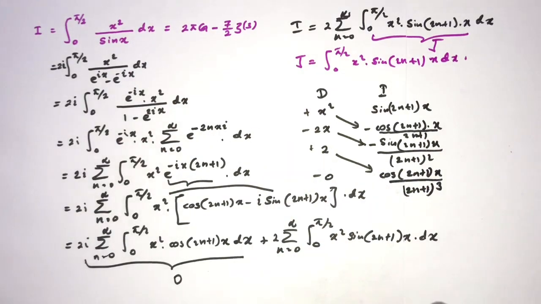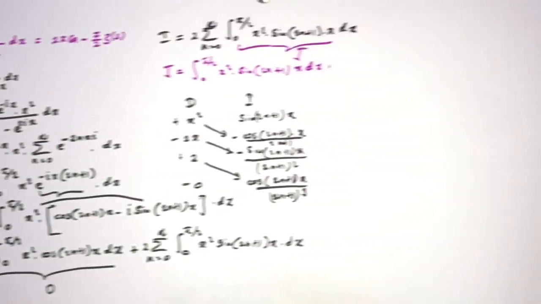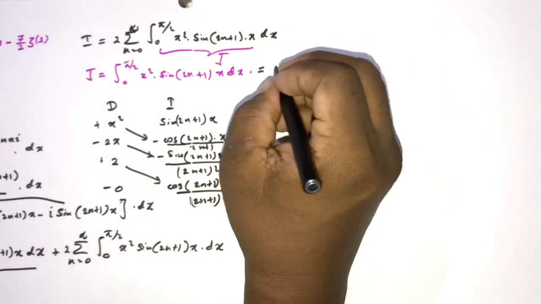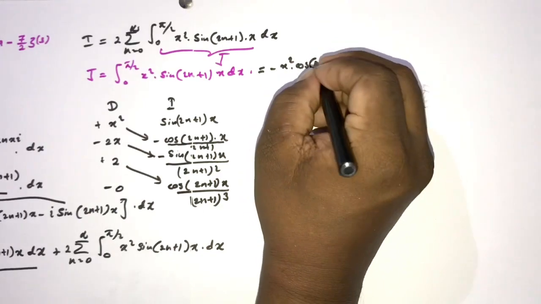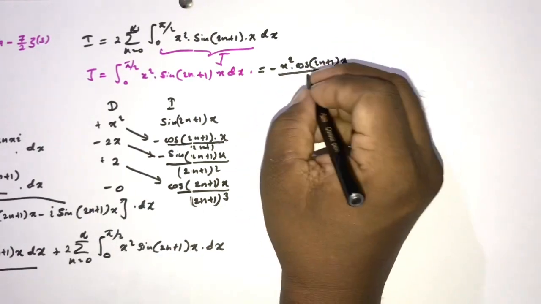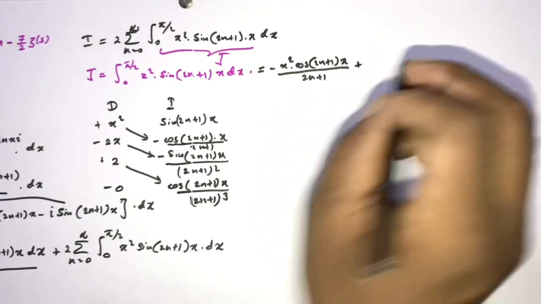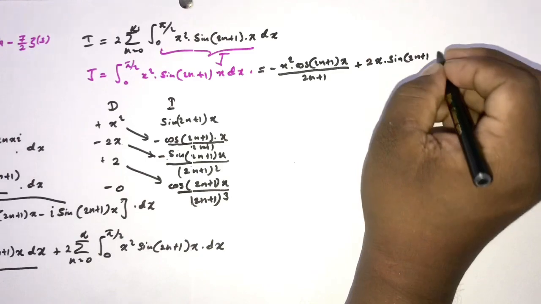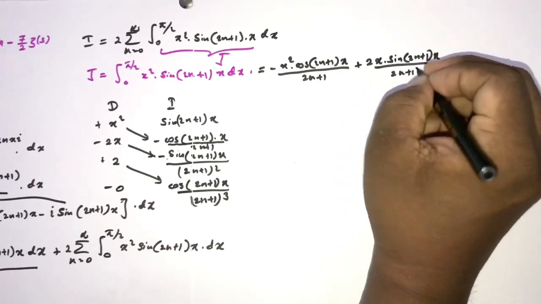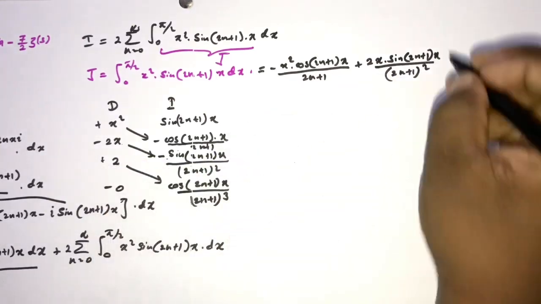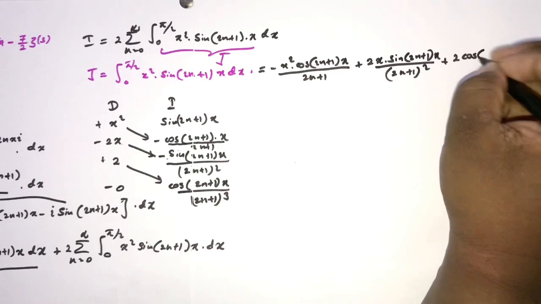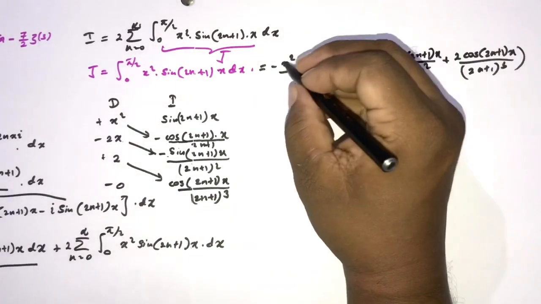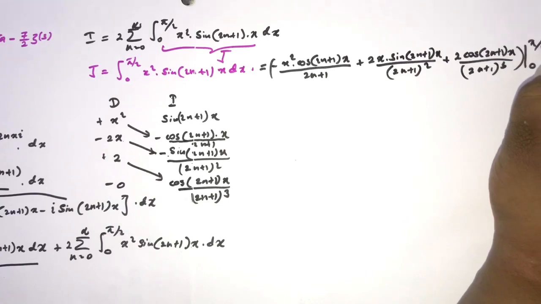Then we can write our integral J is equal to minus x squared cosine of 2n plus 1 times x over 2n plus 1, then plus 2x times sine of 2n plus 1 times x over 2n plus 1 squared, and then plus 2 times cosine of 2n plus 1 times x over 2n plus 1 cubed, and the limits are from 0 to pi over 2.